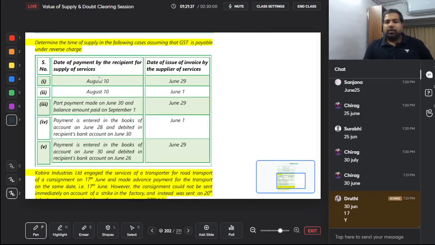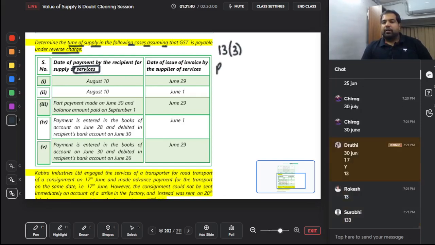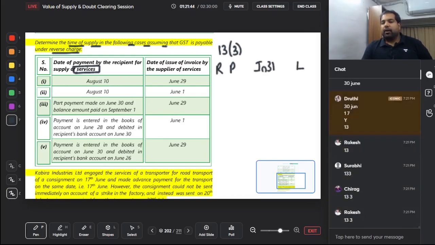Let's do this one. This is time of supply. In the following cases, assume GST is again under reverse charge, but this is services. So which section guys? 13, and it's RCM, so 13(3). Recipient pays in 31 entirely. 31 becomes 61. R goes away.